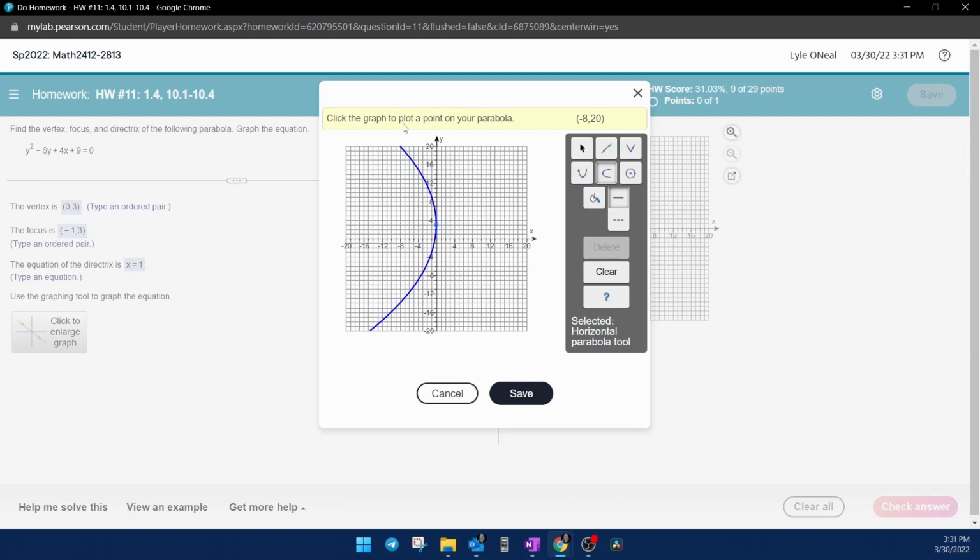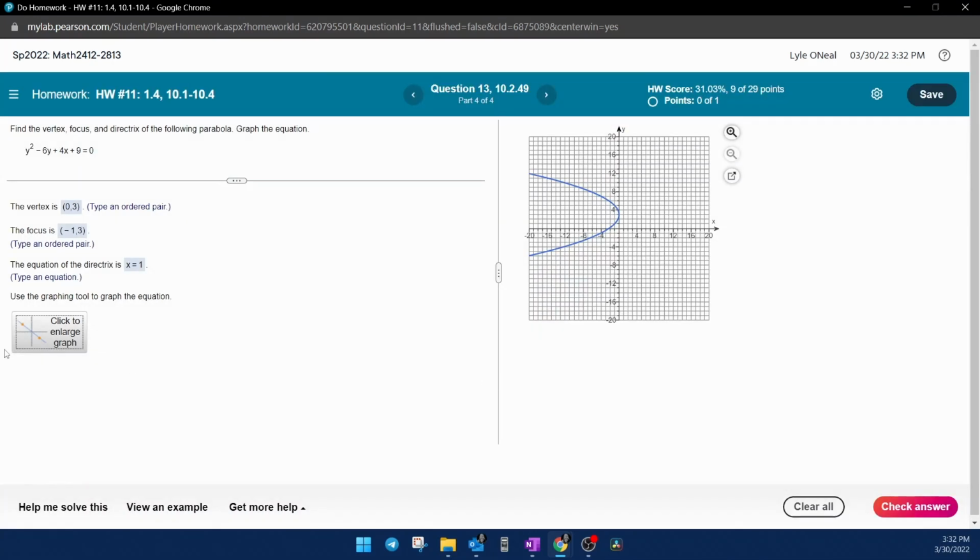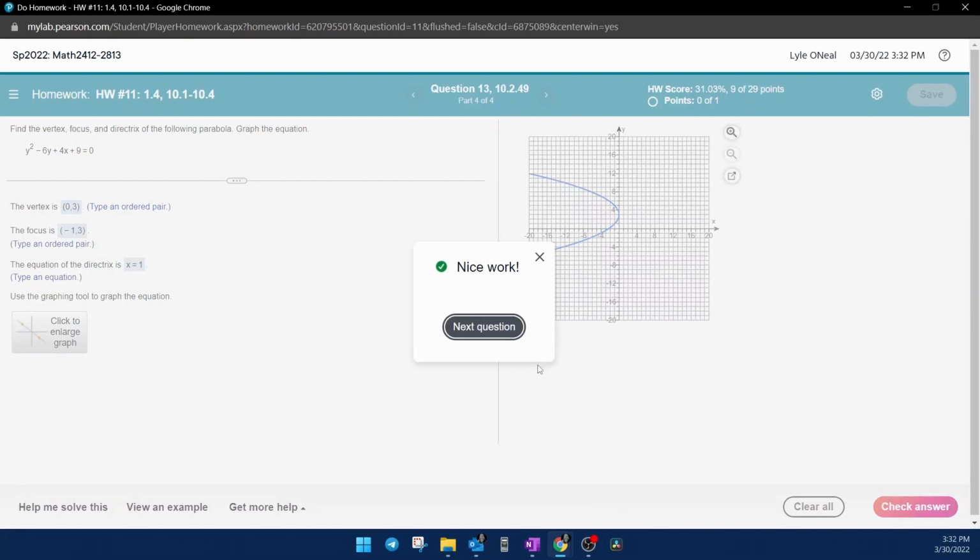Then notice it says to plot a point on your parabola. So we need another point, and that's where we need to remember the points that we calculated. I think one of them was when x is negative 1, y is 5. And so clicking at negative 1, 5, save and check. And that's going to do it for that problem.